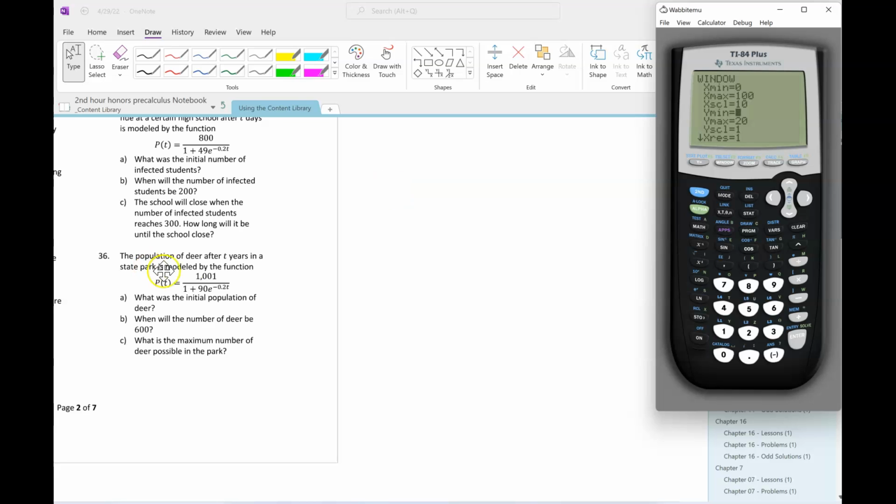And then the y's, I know this is logistic, so the lower bound is going to be 0 and the upper bound is going to be the numerator. So in the interest of a round number, instead of doing 1,001, I'm just going to do 1,000. Whatever. There's my 600 line. Here's my logistic curve. I'm looking for the intersection. So second trace, intersect command, enter, enter, enter. So 24.5 years.